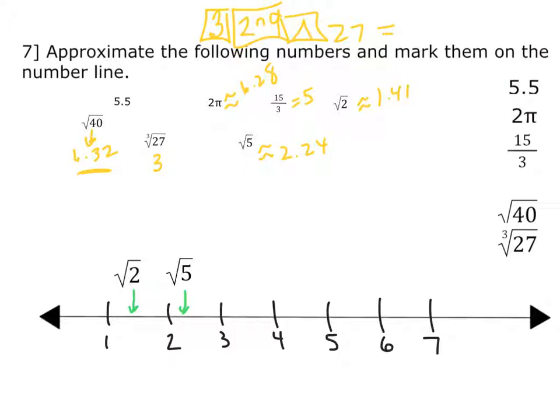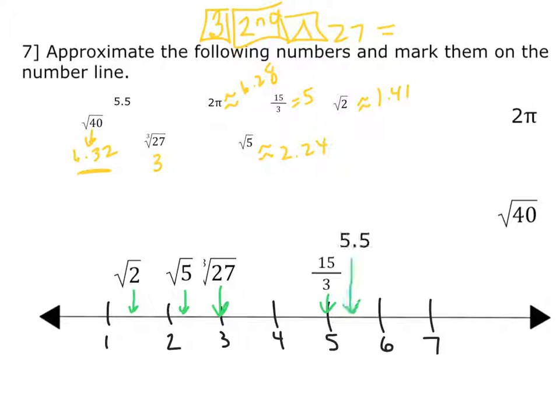Okay, next up would be the square root, or the cubed root of 27. That's exactly 3, so that's right on 3. Okay, next up would be 15, the ratio 15 over 3, which would be exactly 5. Okay, next up would be 5.5, which would fall right between 5 and 6, right at the halfway point. Then 2 pi would come next, followed by the square root of 40, and those are very close, so I'm just going to hover and then show that they're very close to each other.